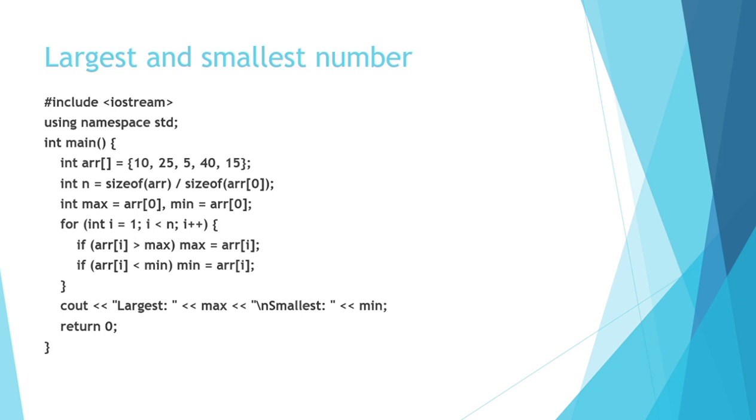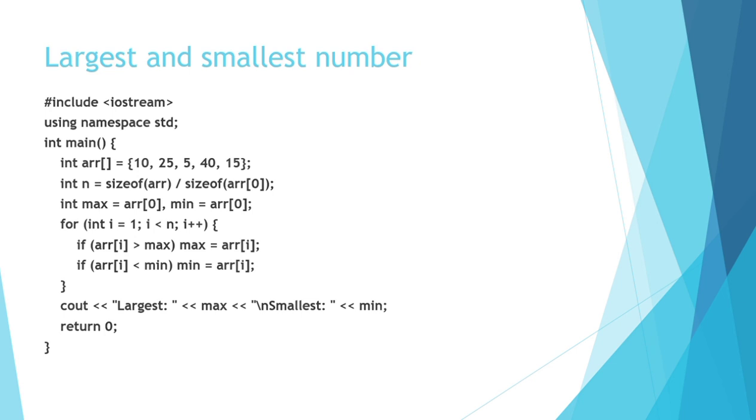The program then initializes 2 variables, max and min, with the first element of the array, arr[0]. It uses a for loop starting from index 1 to traverse the remaining elements of the array. Inside the loop, it checks if the current element arr[i] is greater than max, updating max accordingly, and if arr[i] is smaller than min, updating min accordingly. This ensures that by the end of the loop, max holds the largest value in the array and min holds the smallest value. Finally, it prints the largest and smallest values using cout.